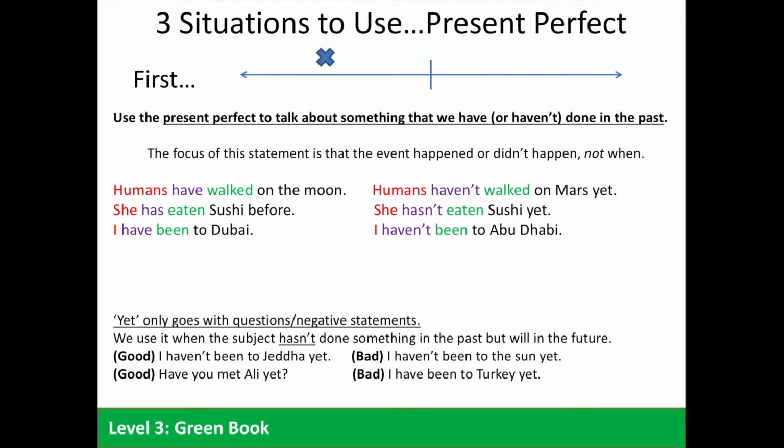You'll also need to remember that yet only goes with questions or negative statements. We use it when the subject hasn't done something in the past, but they will in the future. Some examples, I haven't been to Jeddah yet. Have you met Ali yet? Take a moment to pause the video, practice writing some sentences, and perhaps some questions using yet.